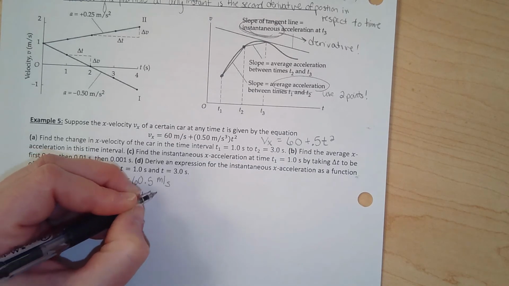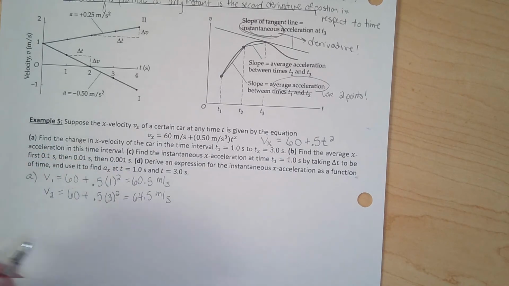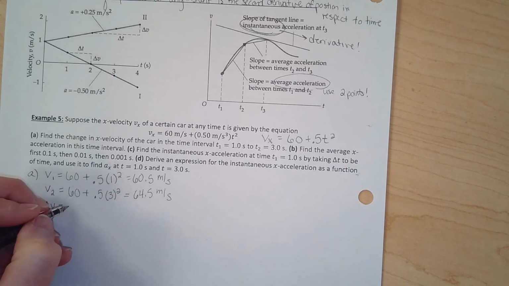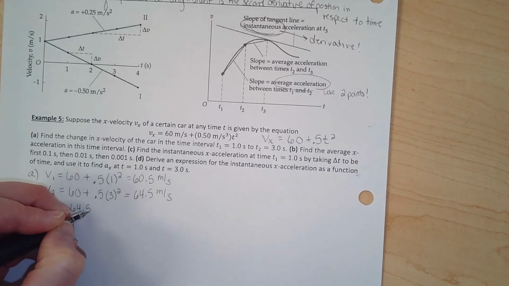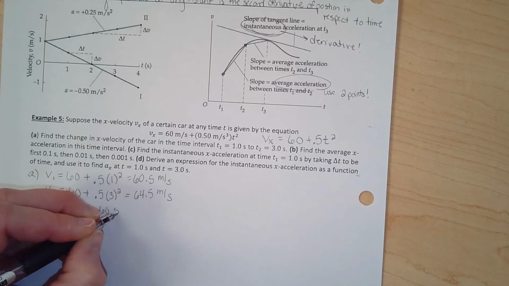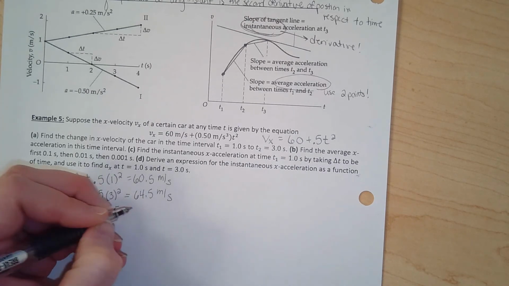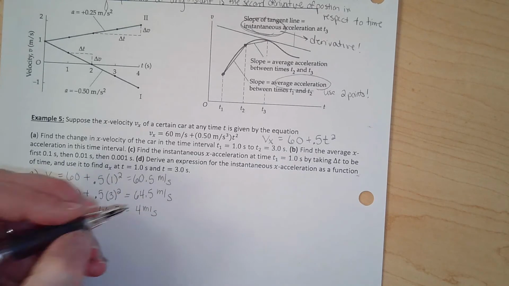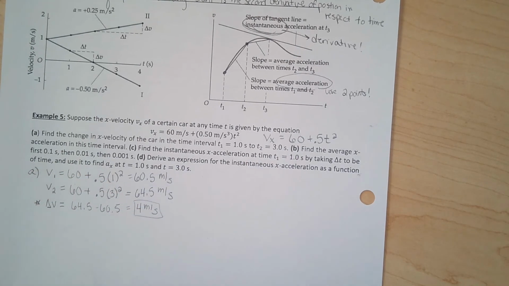And you should double check the math if you're watching this video to make sure you know how to get that. So part A says, what's the change in velocity between those 2 seconds? So the change in velocity is the second velocity of 64.5 minus the first velocity of 60.5. Change of velocity is 4 meters per second. So that wasn't too terribly difficult. Let's take a look at part B.